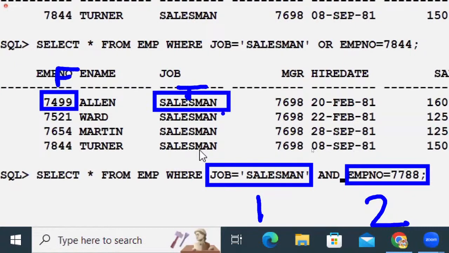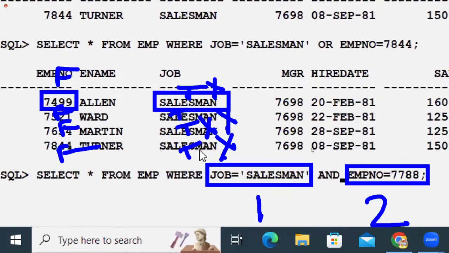Now what happened? AND operator. False only. Same as the next one. It is true, it is false. So it does not come. It also does not come. Next, first one true, second one false. It also does not come. First one true, second one false. It also does not come.